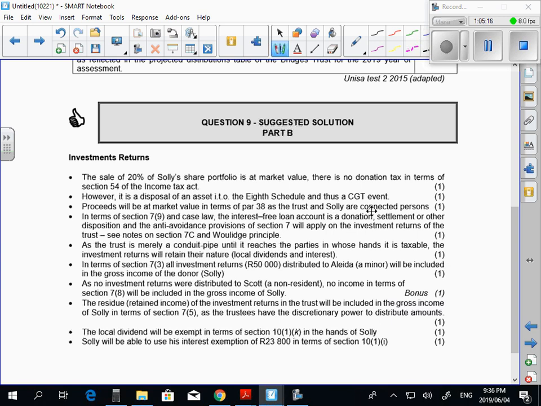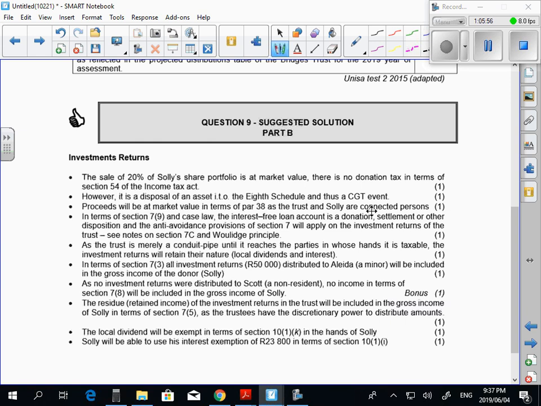In terms of section 7.9 and case law, an interest-free loan account is a donation, settlement, or other disposition. Okay? It says as the trust is merely a conduit pipe until it reaches the parties, the investment returns will retain their nature. Section 7.3, the 50,000 distributed to Aleda will be included in Solly's income. As no investment returns are distributed to Scott, no income in terms of 7.8 will be taxed in Solly's hands. I hate it when they do that in solutions. But if it's a 0, just say 7.8 doesn't apply because there's nothing done. And then the residue will be taxed in Solly's hands in terms of 7.5.